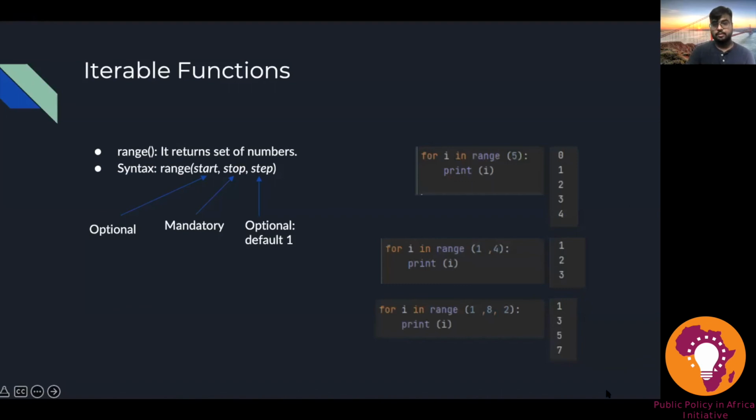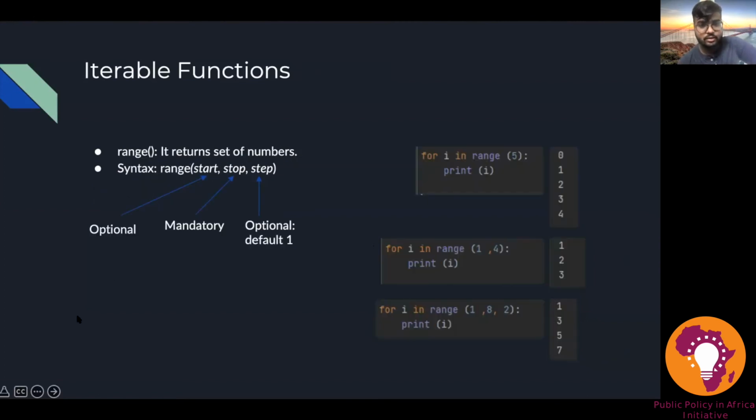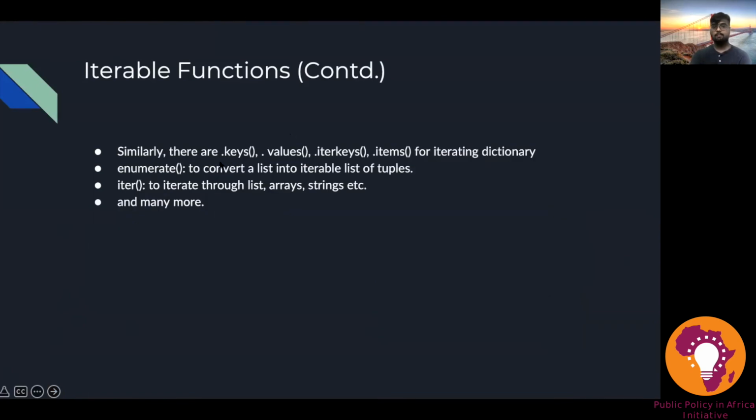All right, so next part of this assignment. We have iterable functions continued. We have keys, values, iter keys, and items for iterating dictionaries, and enumerate to convert a list into an iterable list. And there are many more such iterable functions like range. Range is just one of these iterable functions, and I would say it is the most useful, but these are also useful. We won't be going into details about these particular functions. This is something you can read up on your own. I will be giving links at the end of the lecture, as I always do, and you can click on those links and hopefully learn more about this.